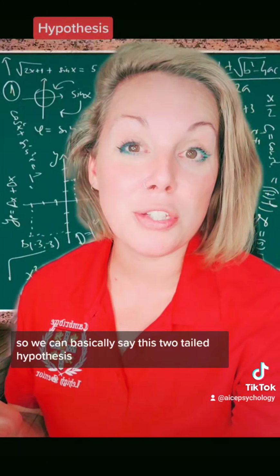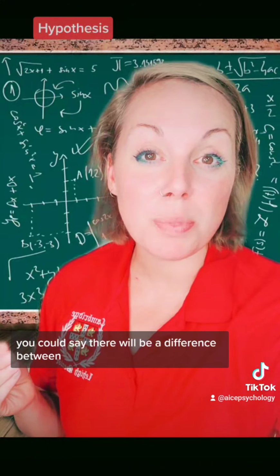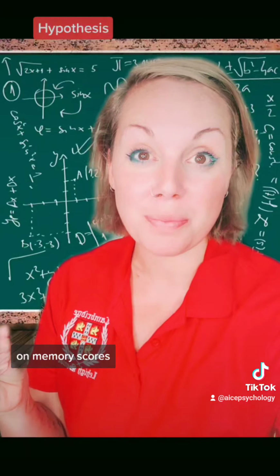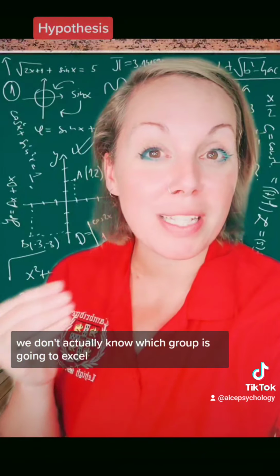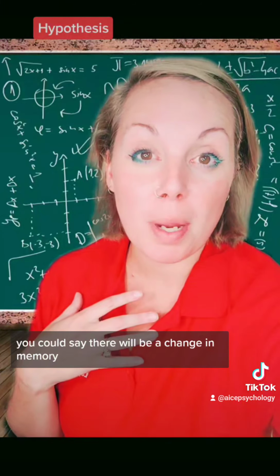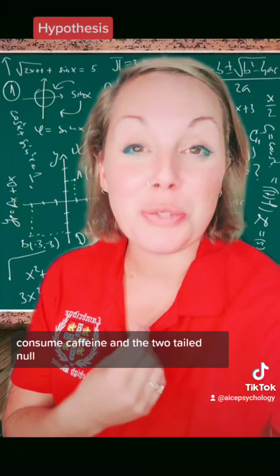So we can basically say this two-tailed hypothesis a couple different ways. You could say there will be a difference between the caffeine group and the control group on memory scores. You see, we don't actually know which group is going to excel. Or if water was another variable, you could say there will be a change in memory scores between those who drink water and those who consume caffeine.